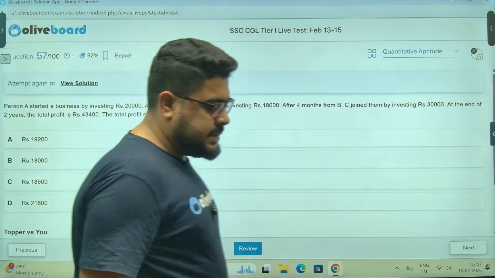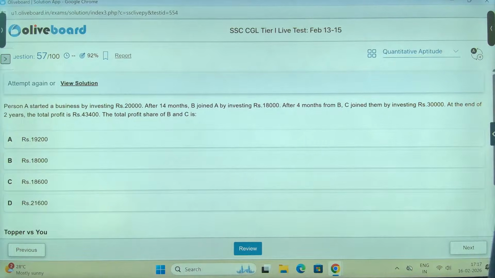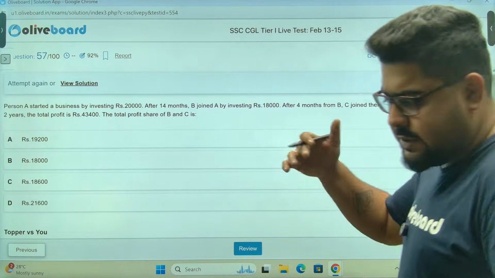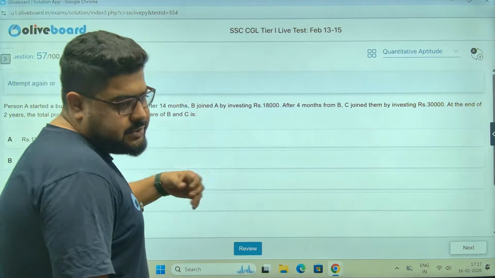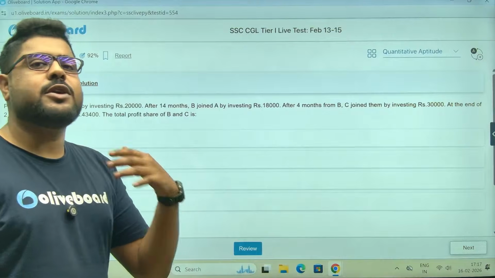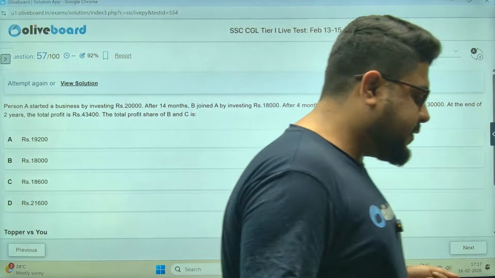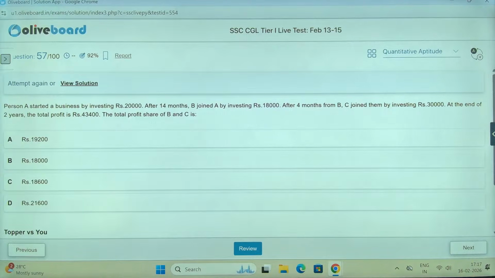Achha, sir, partnership. You see, in this particular session, I try to go fast. I try to use different approaches so that you can learn something from there. That's the only reason. Chalo, sir.